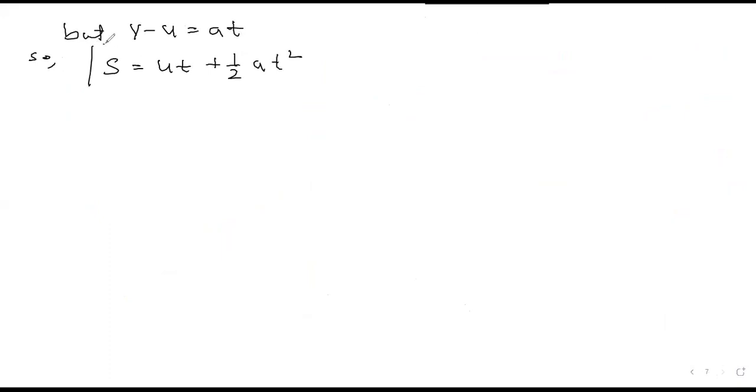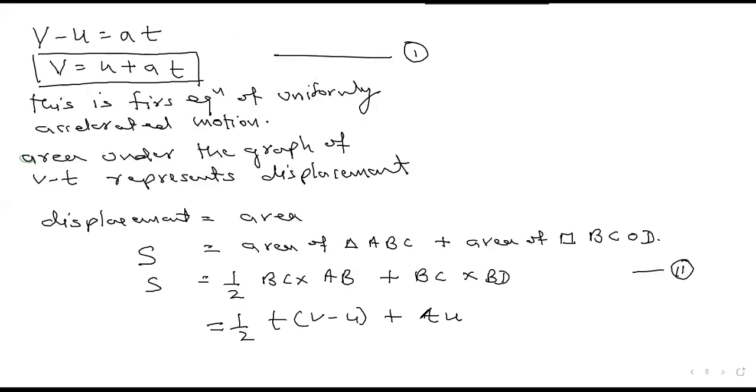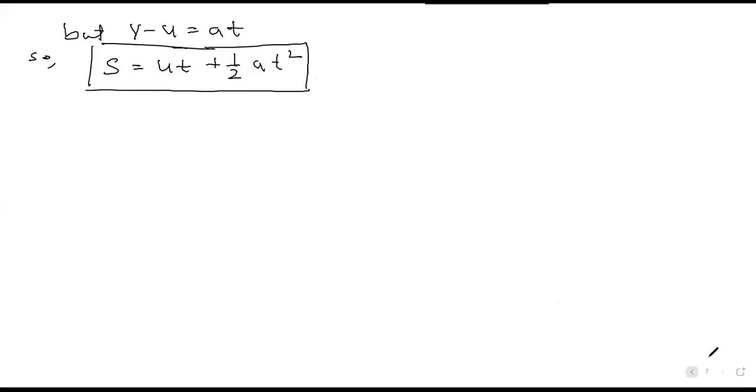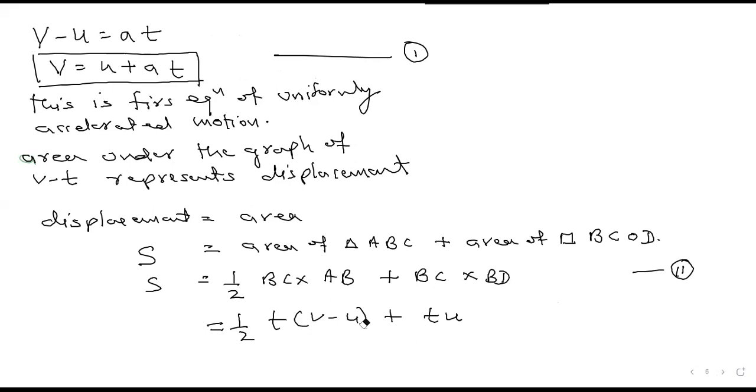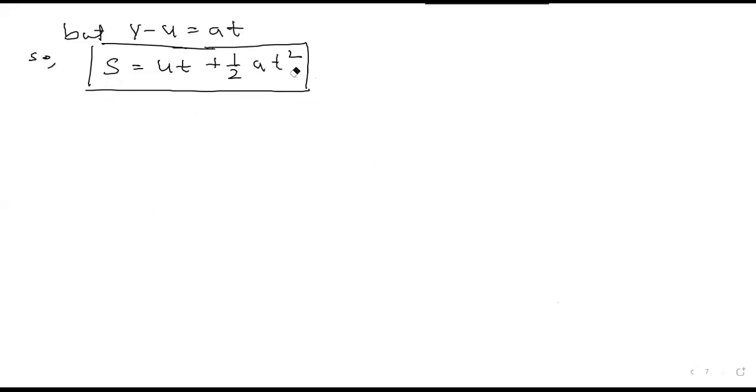I hope this is clear to all. Are you comfortable in this? Here I am mentioning, there I am mentioning the V minus U. Okay, no need to mention it again. V minus U is taken as 80, so this becomes 80 square plus UT. So your equation is UT plus half 80 square. Is this clear? Yes, sir.